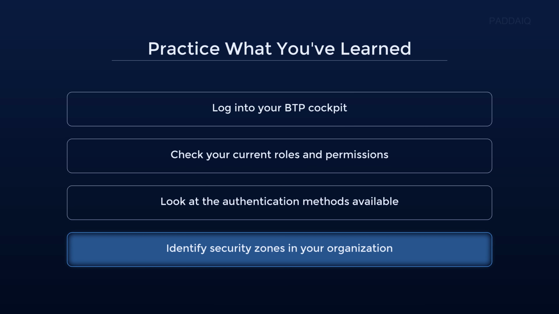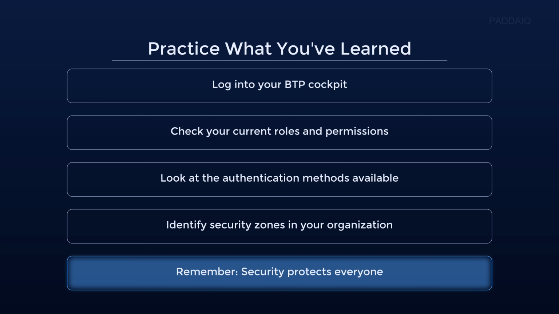Identify security zones in your organization. This means categorizing your network into segments with different security levels, like public, internal, and restricted areas. For example, your public website is in a low security zone, while your employee payroll system is in a high security, restricted zone. This foundational practice is essential for protecting your most critical assets and data.